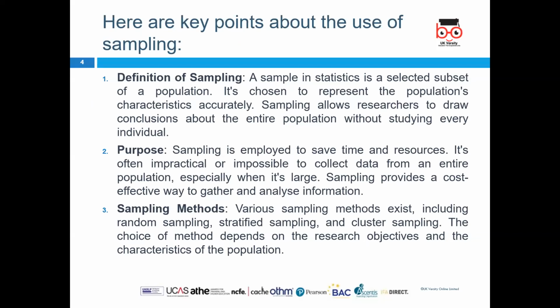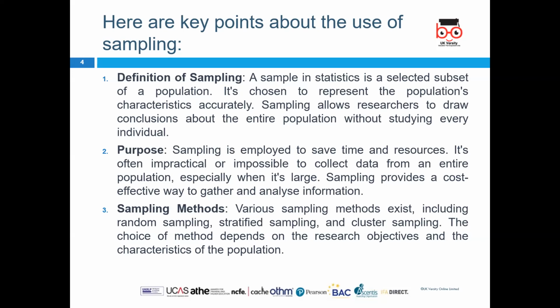So some of the key things about sampling that we need to know, first of all, is the definition of sampling. So a sample in statistics is a selected subset of a population, which is a small representative group from the entire population. So it is chosen to represent the population characteristics accurately. So the purpose of sampling is to save time and resources. So, like I said, it is not possible to collect data from the entire population. That's why the sampling technique is used. So it provides a cost-effective way to gather and analyze information.